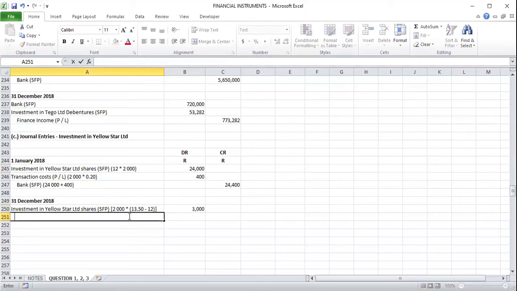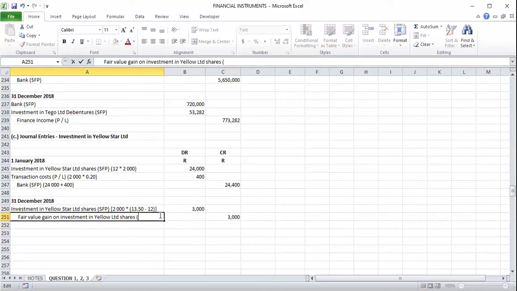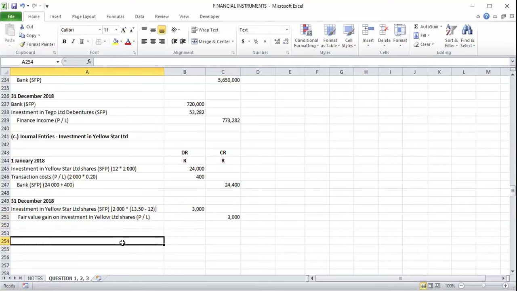Then we credit a value gain on investments in Yellow Star Limited shares. This one is P&L. But if those shares were through other comprehensive income, it was going to be OCI. So these are the general entries for the investment in Yellow Star. Any questions?